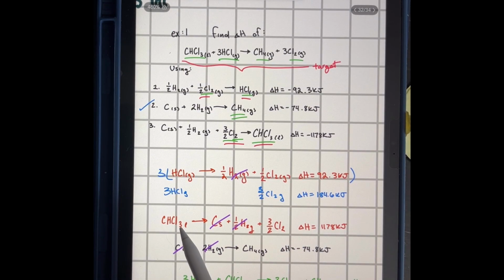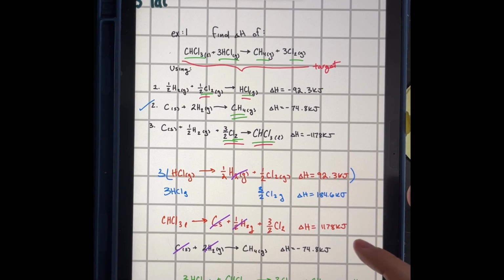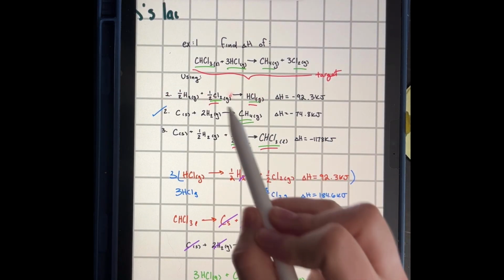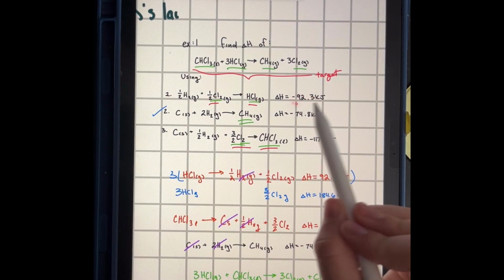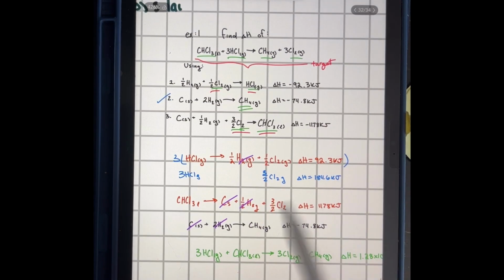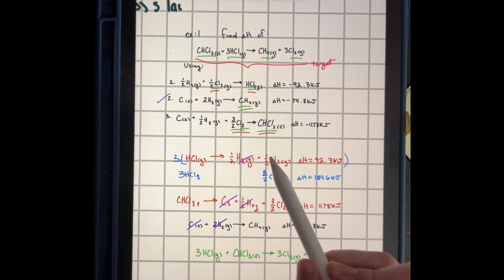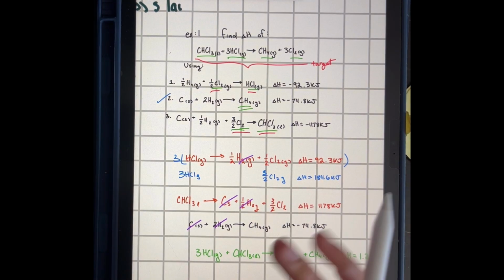So here, now we have CHCl3, and it goes into CH2Cl2, and we have a positive 1,178 kilojoules. Same thing as number 1 over here, we need to flip this. So we're going to flip this entire equation, flip this sign, and bam. Okay, so now we are left with what we have here. We have HCl3, and we have Cl, or 1/2 Cl2.